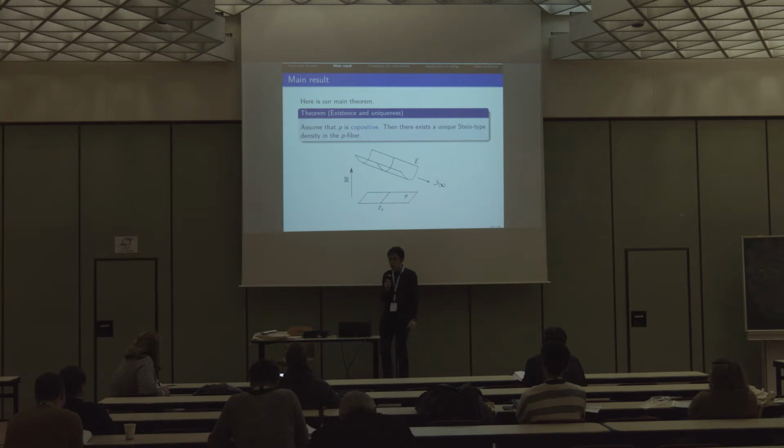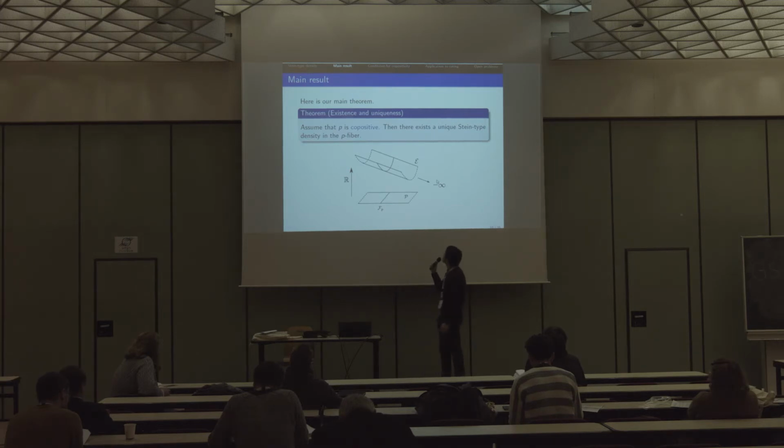Now I'd like to state our main theorem. Assume that the density p is copositive, as just defined. Then there exists a unique Stein type density in that fiber. And this is the main theorem.